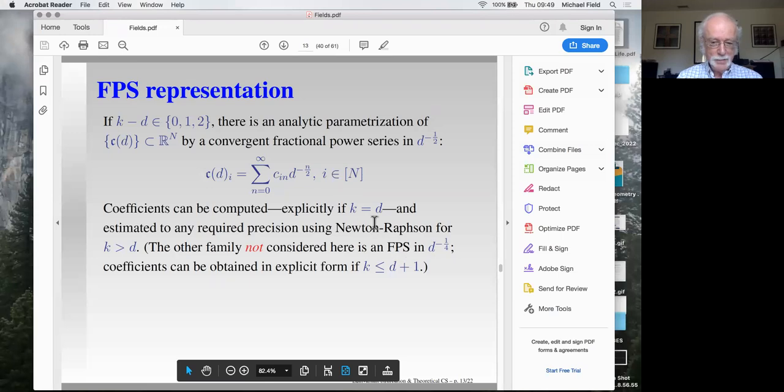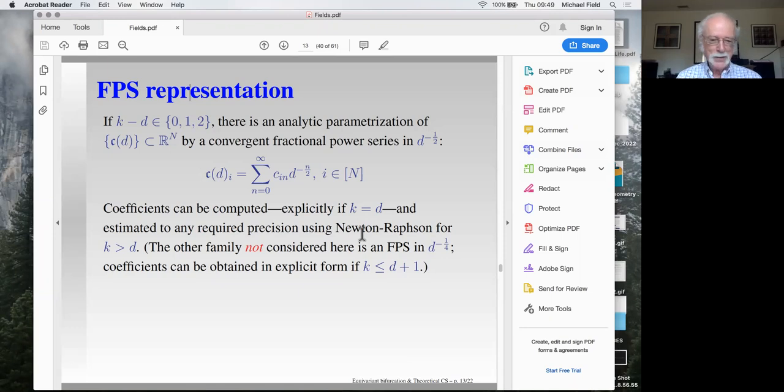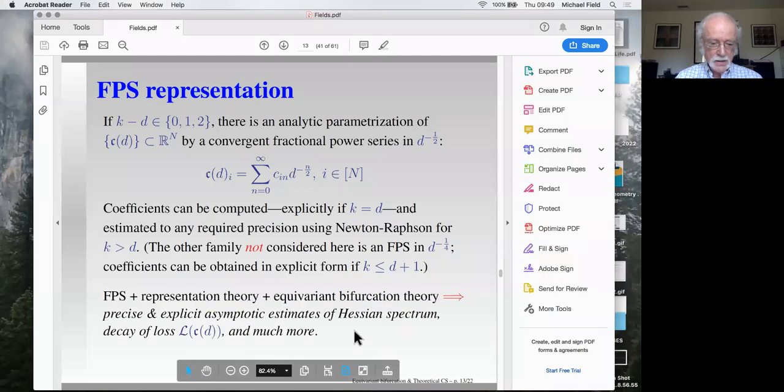And if you can't compute them, which sometimes you can't when K is bigger than D, well, you can't give a formula for them, but you can compute them using Newton-Raphson. The other thing is this is in D to the minus 1/2, but D to the minus 1/4 is also possible, and there are other possibilities too. So at this point, what we've got is some tools. We've got fractional power series representations of the critical points, representation theory, which gives you these high multiplicities, and I haven't used this yet, some things coming from bifurcation theory, which gives you precise and explicit estimates of the Hessian spectrum, decay of the loss, and much more.